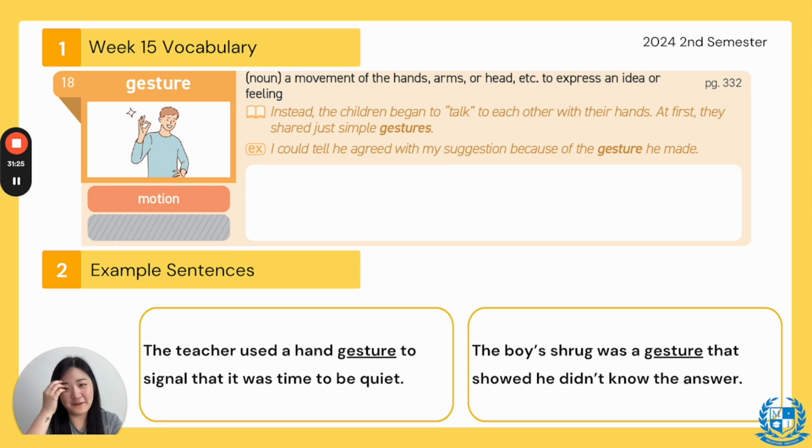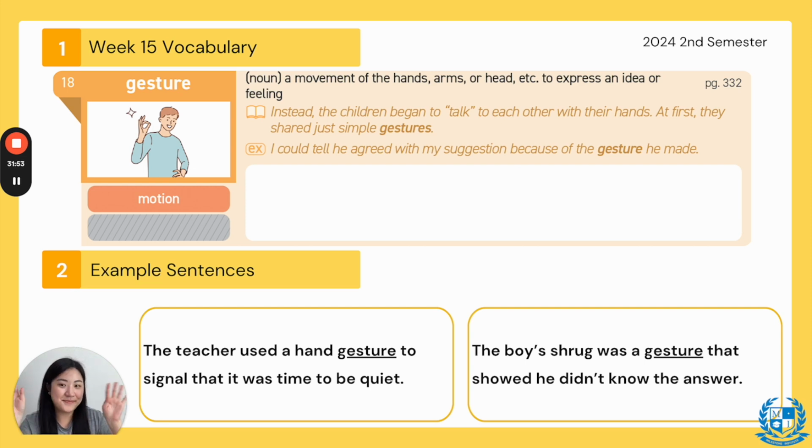Number 18, everyone say gesture. Gesture. The synonym is motion and it is a noun. It means a movement of hands, arms, or head, or other body parts, to express an idea or feeling. So in our book it says, instead the children began to talk to each other with their hands. At first they just shared simple gestures.